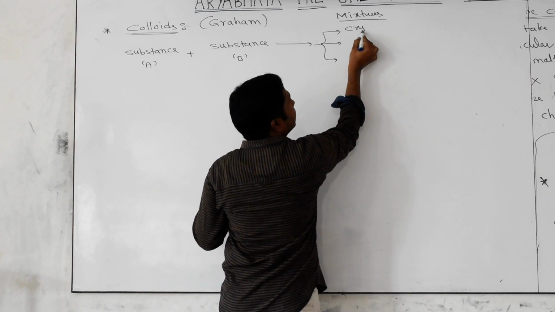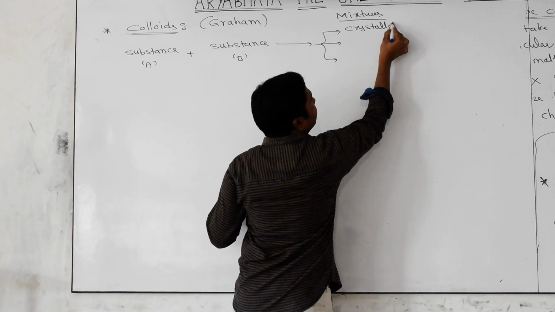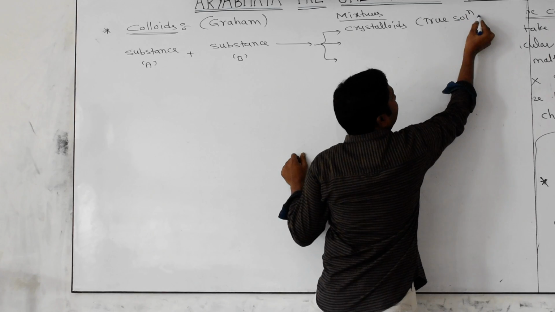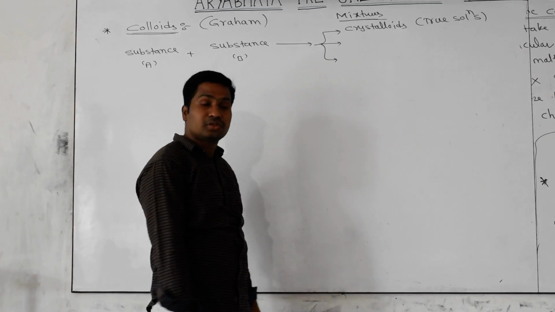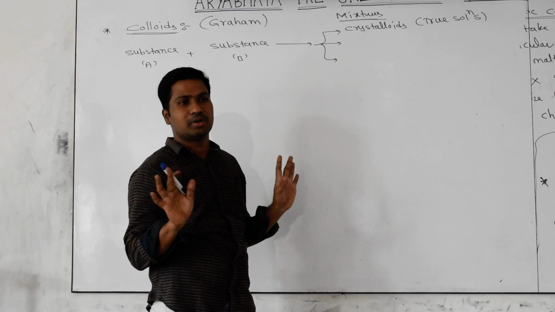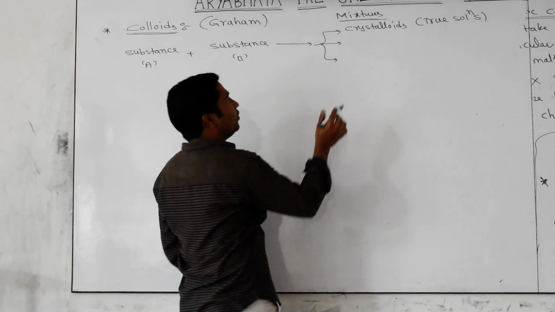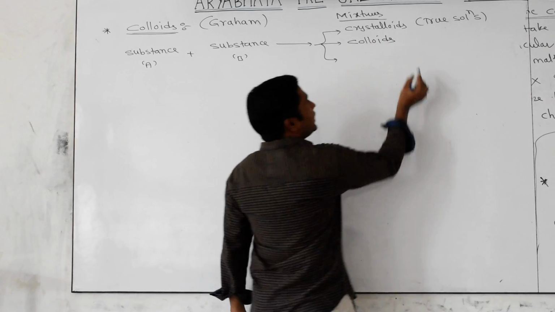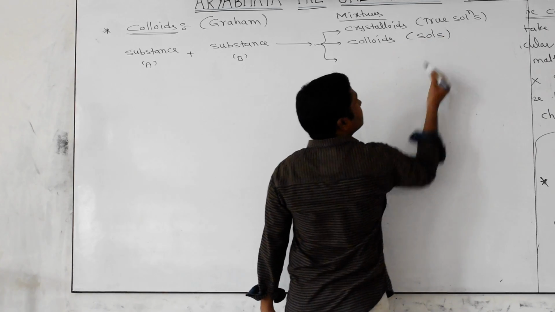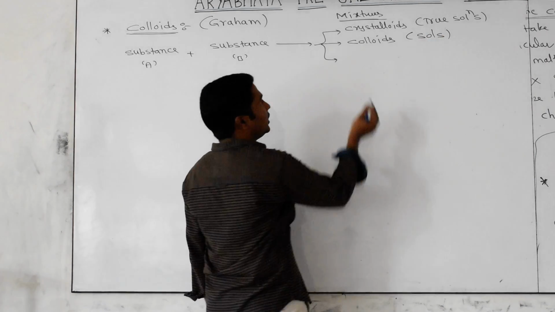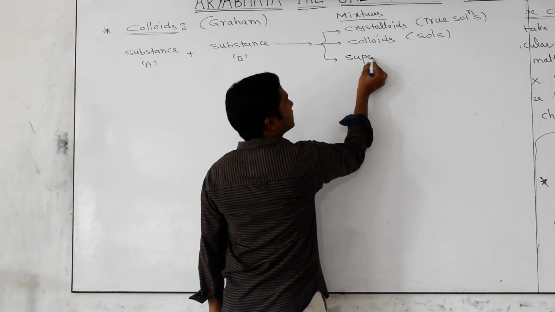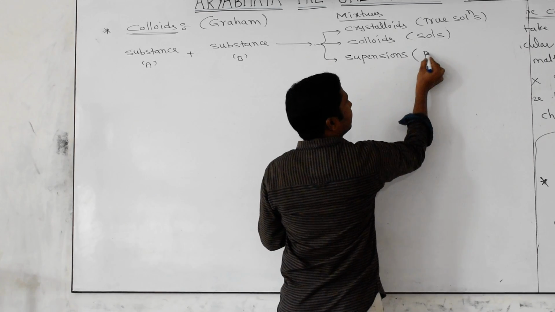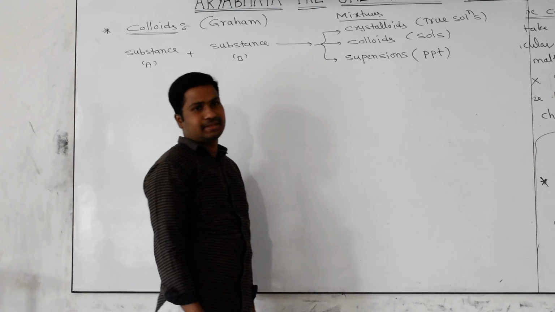The first category is crystalloids. Crystalloids indirectly means true solutions. Already we learned in the second topic, crystalloids means true solutions, normal solutions, homogeneous mixtures. Another category is our concept, colloids, also called sols. And another one is suspensions. What is the meaning of suspensions? Pulp particles, indirectly in our words we can call them precipitates.